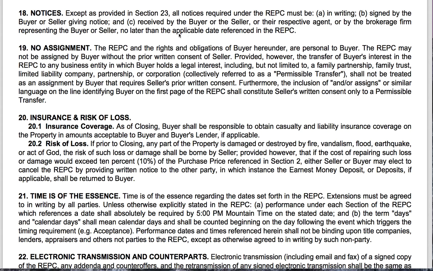And that has to happen no later than the applicable deadline in the real estate purchase contract. So it's important to remember, anytime you're giving notice, it has to be in writing, signed by the party giving notice, and received by the buyer or seller, their agent, or the brokerage firm.